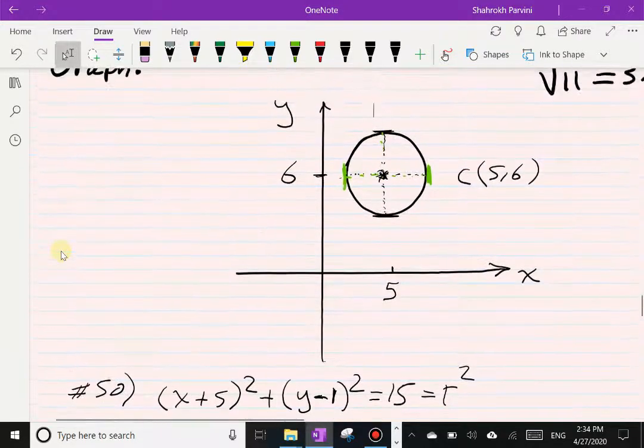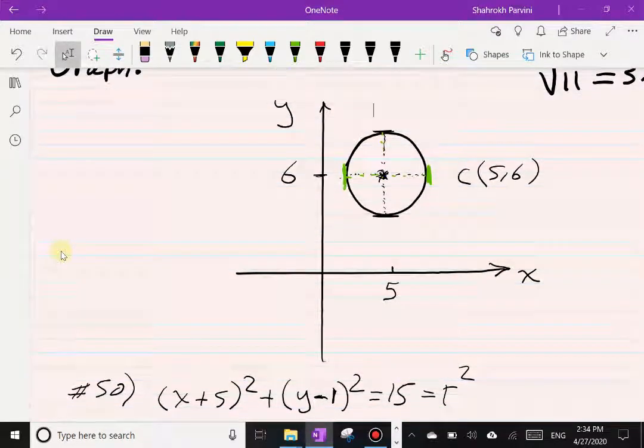Let's take a look at exercise number 50. In exercise number 50, we are given the equation of a circle. Initially, there's no r squared here. The equation was (x + 5) squared + (y - 1) squared = 15. I just went ahead and wrote that equal to r squared, to reinforce the fact that the number is r squared. It is not r, but r squared.